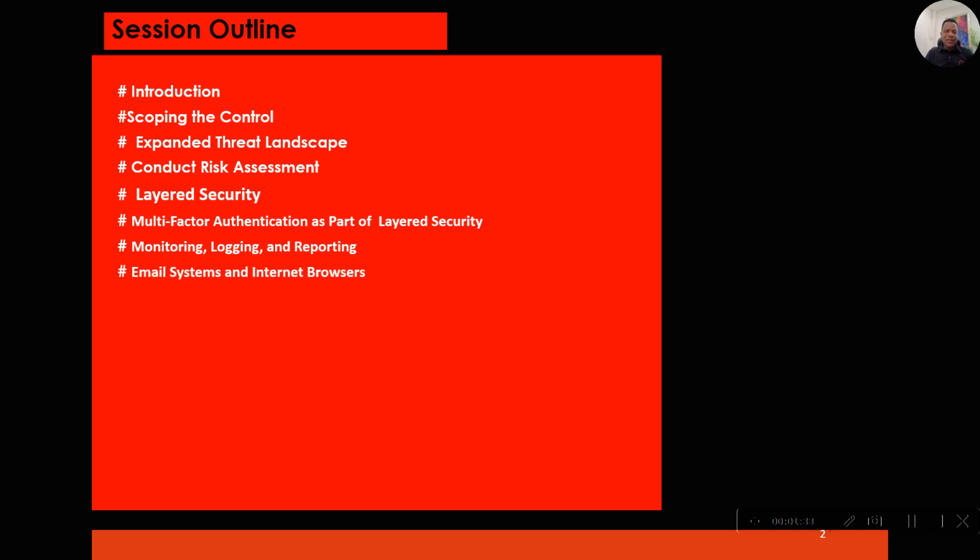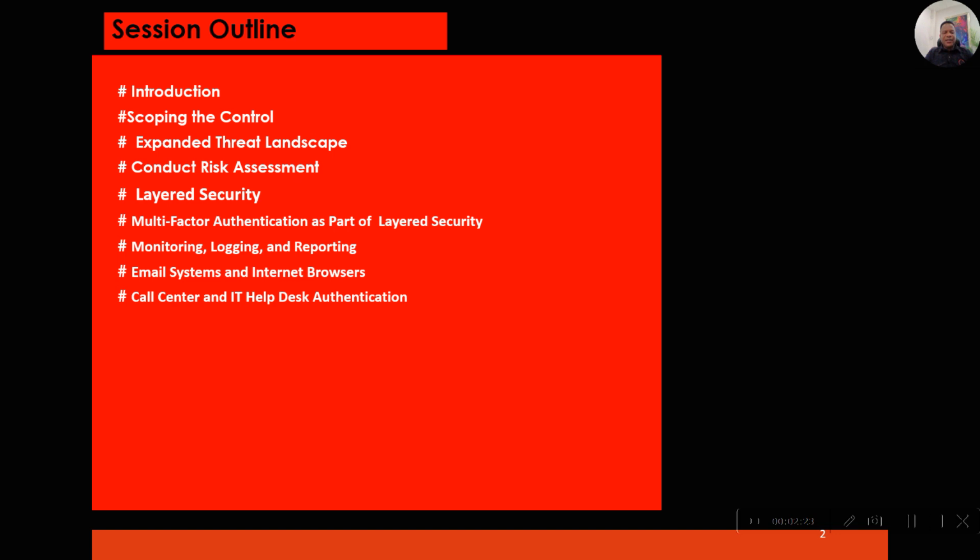We're also going to see the aspect that has to do with conducting risk assessment, being able to evaluate the risk that the institution is exposed to, and that will enable the management and those who are responsible for security to implement the necessary controls to protect such an institution. We're also going to see layered security, and how various controls can be brought together to enhance the protection of the financial institution. We're also going to learn about multi-factor authentication as part of the layered security, why it is important, and how it needs to be implemented to ensure that the organization's system is well secured.